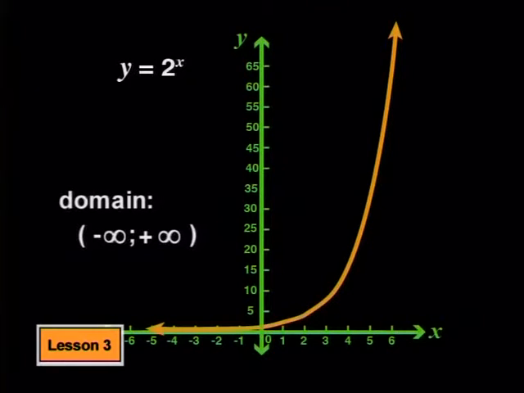Let's start with the domain. x can be any number right from negative infinity to positive infinity. There are no restrictions on the domain of this graph. Then the range. The y value can't be 0 and it can't go below 0. On the positive side, y can go to infinity. So we can write the range as round bracket 0 to round bracket positive infinity.